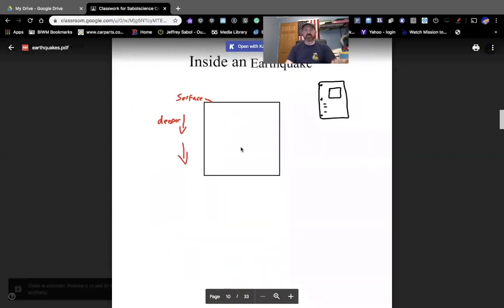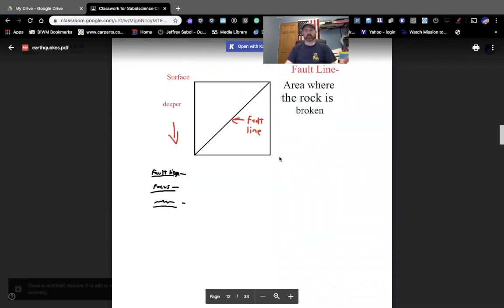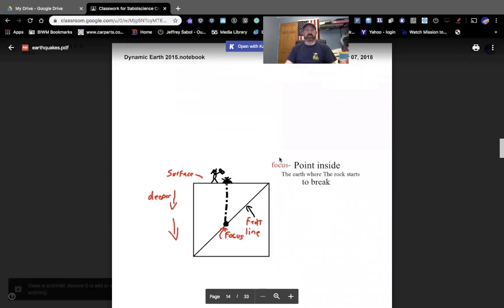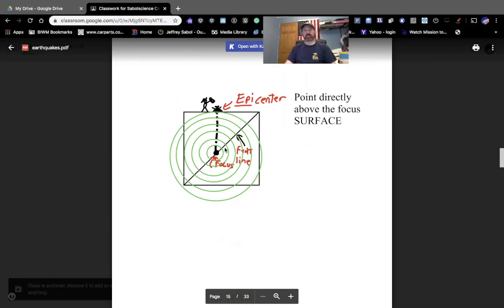If you did the faults exercise, I'm going to go through this very quickly again because I did it as a separate activity. We hand drew it the other day. Or if you did not see the faults activity, this is what you'll do, and I'll take my time and draw it with you. But we have, inside an earthquake, the fault line, which is where the rock is broken. We also have the focus, which is the point inside the earth where the rock starts to break. We have the epicenter, which is the point directly above on the surface where the energy actually hits first.